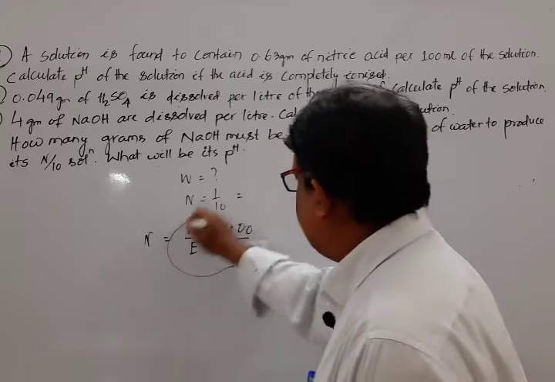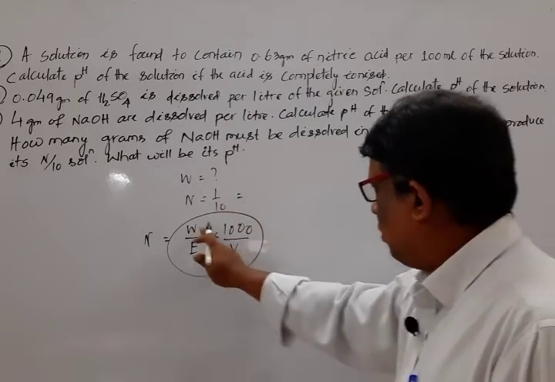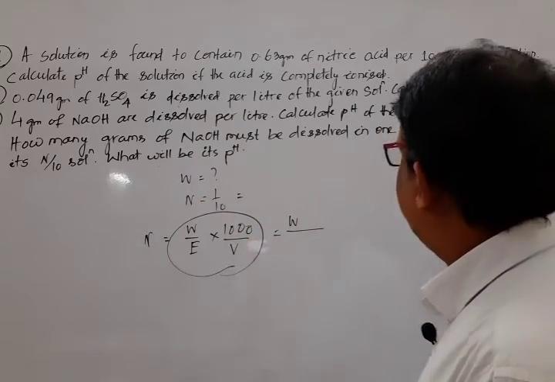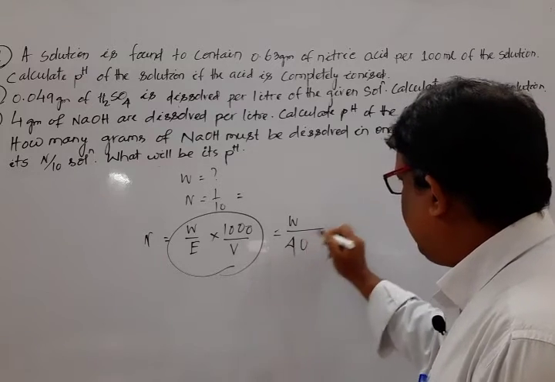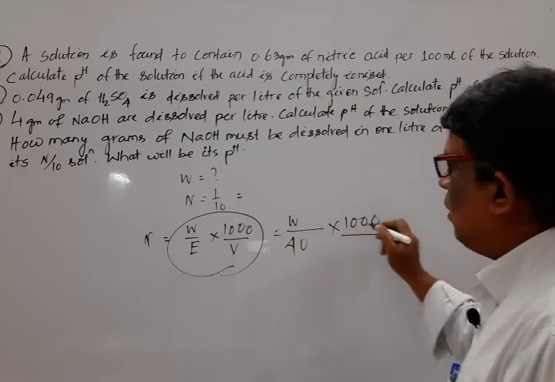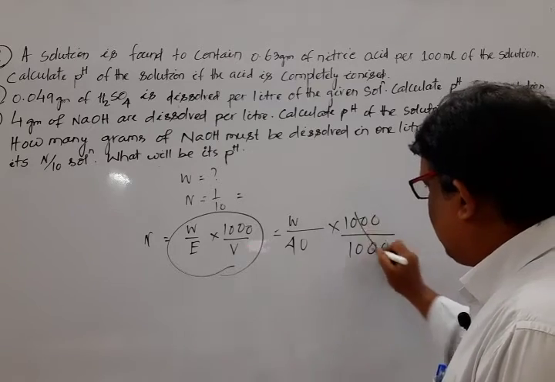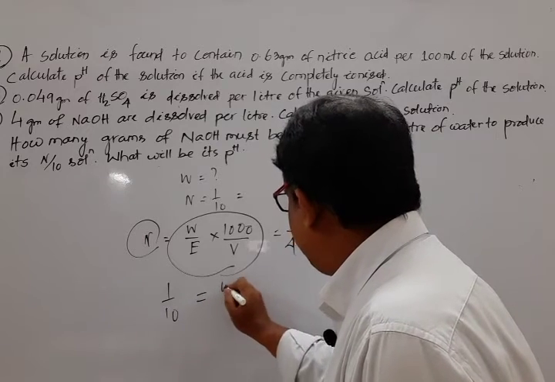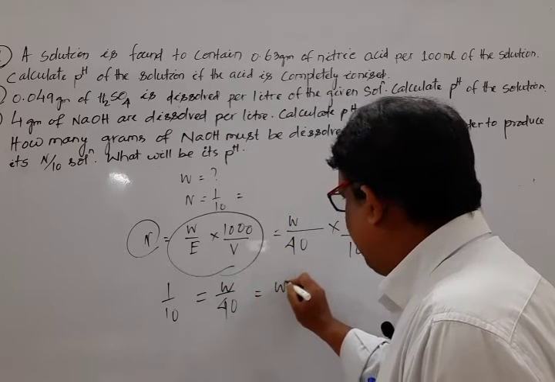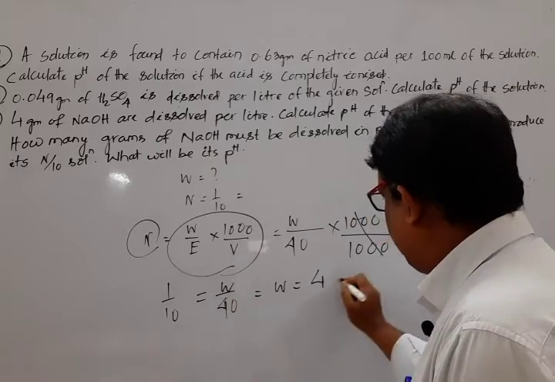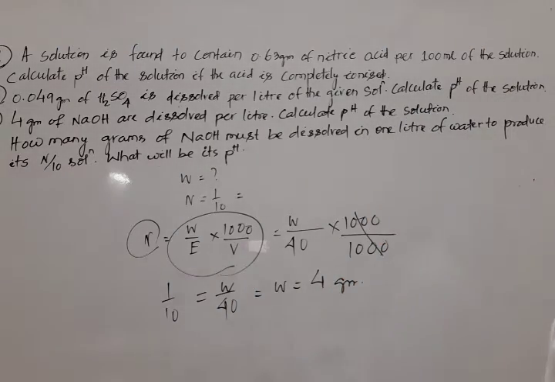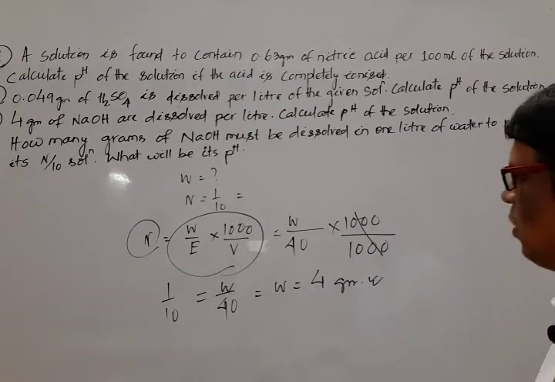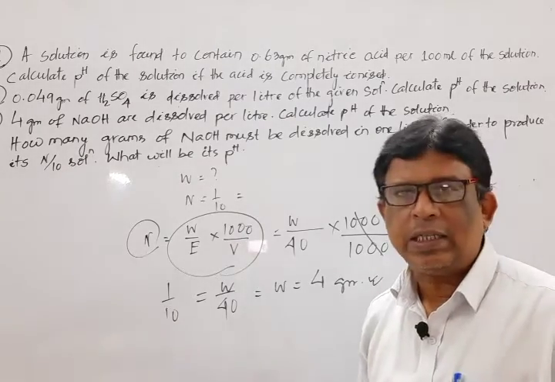So this value is given. Mark that. Weight is the question mark. Equivalent mass of sodium hydroxide is 40, into 1000, volume is 1000, cancel out. So normality is given 1 by 10, 1 by 10 is equal to W by 40, that means weight is equal to 40 by 10, which is 4 gram. So 4 gram of sodium hydroxide is dissolved.